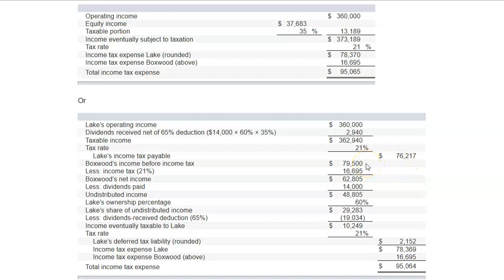Now we start off with Boxwood's income before tax, $79,500. Then subtract out the income tax expense at 21%. That's their net income. Then subtract out the dividends. That gives us undistributed income times the ownership percentage. So now we've got Lake's share of undistributed income. It also gets a dividend received deduction of 65%. So now we're down to the income eventually taxed to Lake, which is $10,249 with a 21% tax rate. That means we've got a $2,152 deferred tax. Then we add in the pieces, right? The $78,369 or $78,370, a small amount of rounding, plus the Boxwood tax that we previously came up with, and we come up with total income tax expense.